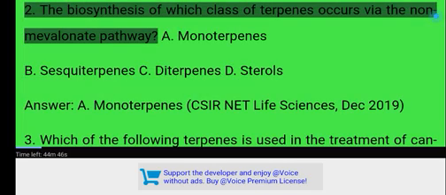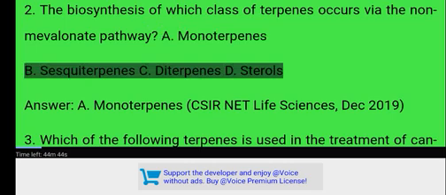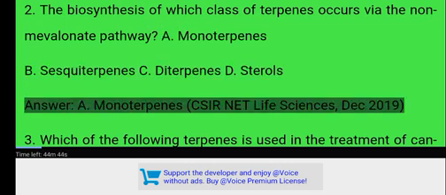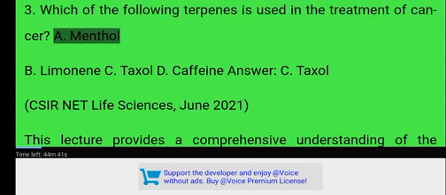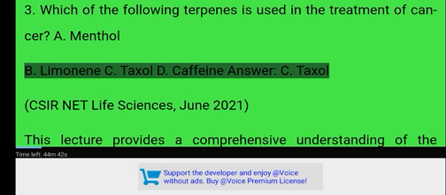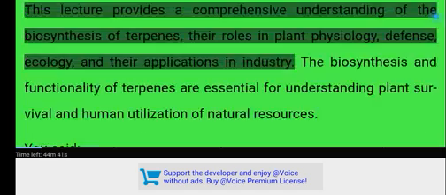2. The biosynthesis of which class of terpenes occurs via the non-mevalonate pathway? A. Monoterpenes. B. Sesquiterpenes. C. Diterpenes. D. Sterols. Answer: A, Monoterpenes. CSIR NET Life Sciences, December 2019. 3. Which of the following terpenes is used in the treatment of cancer? A. Menthol. B. Limonene. C. Taxol. D. Caffeine. Answer: C, Taxol. CSIR NET Life Sciences, June 2021.